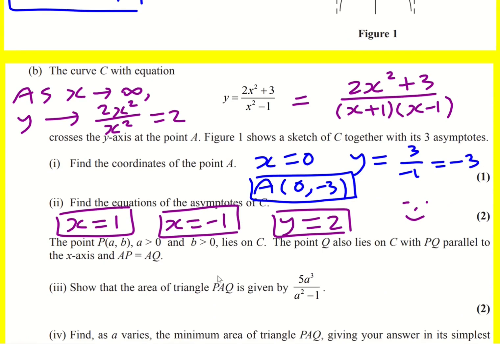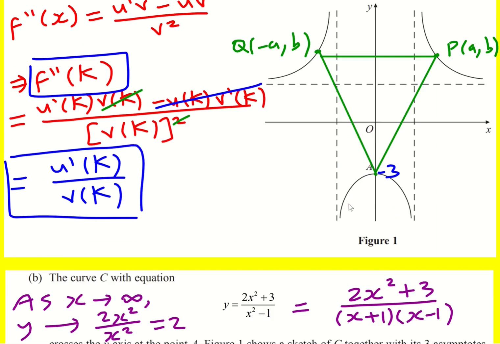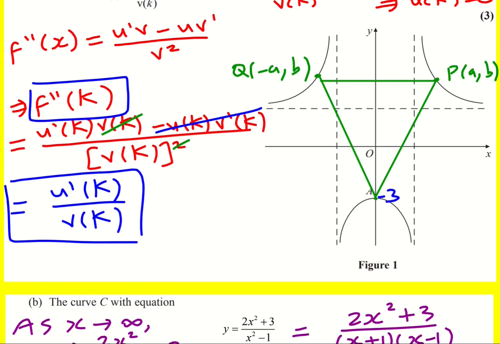And then it says, show that the area of the triangle PAQ is given by this. So I've drawn the triangle in. What I'm interested in is finding this area. All right, well, now let's look at this. So I see that the base is simply going to be given by 2a. Now I need to look at the height. Actually, maybe I'll put it on the right.